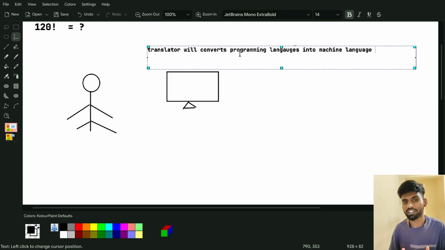Because a computer is a machine, correct? And a machine can't understand our language. Our programming language also consists of some English words, so it is unable to understand. That's why people have given us translators that will automatically convert, when you provide some instruction, programming languages into machine language. Machine language means the zero and one language.